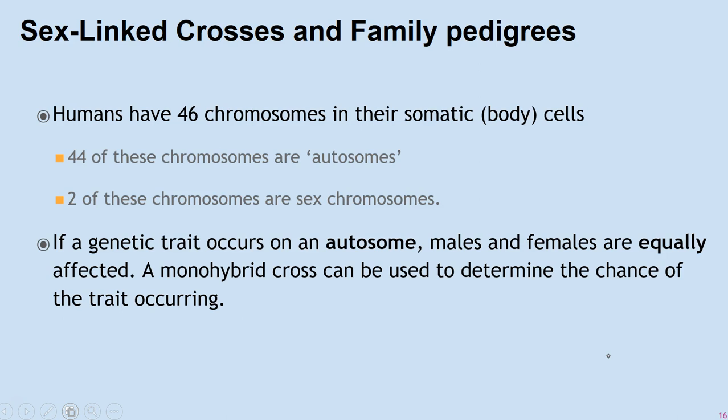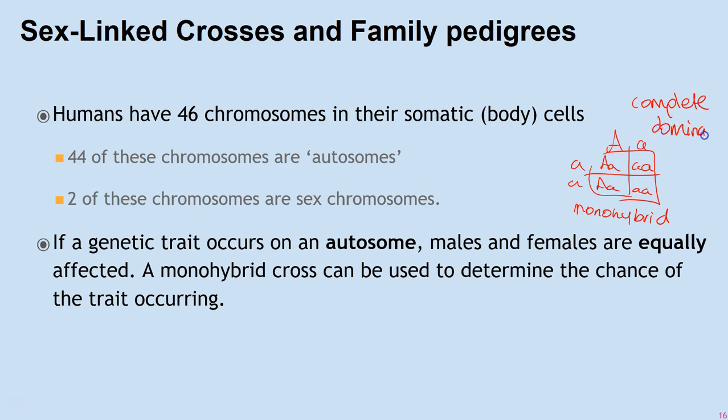However, we can use our monohybrid cross, so remember these ones. We can do what we call a monohybrid cross to work out the ratio of recessive or dominant. Okay, so this is a monohybrid cross, and we use this for complete dominance. Okay, so where we have recessive and dominant characteristics are our two options for our alleles.